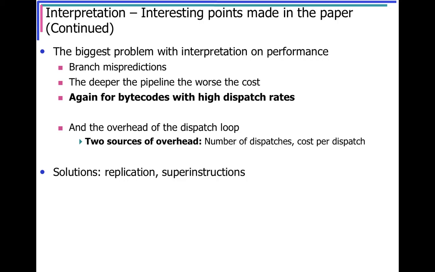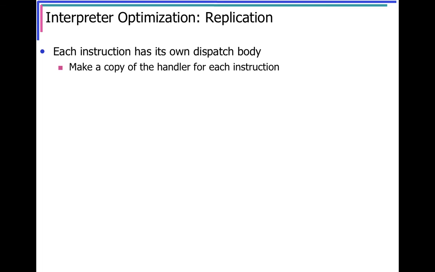And there are two sources of overhead in every dispatch loop. There is just the pure number of dispatches, and then there's the cost per dispatch. And so the paper is going to try to address both of these in combination. And the solutions that the paper puts forward are called replication and super instructions. Replication is where we're going to make a copy of the handlers so that each instruction has its own copy of the handler.